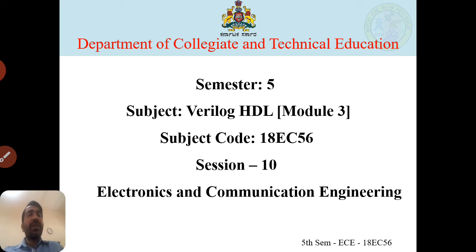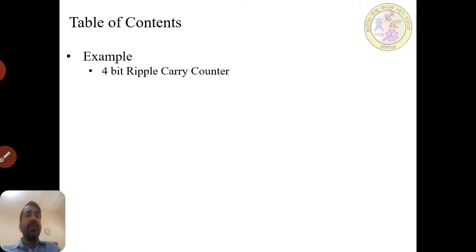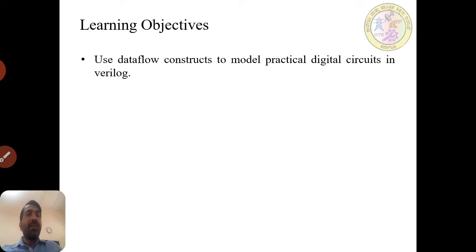After that we have seen two examples, one is the multiplexer and one more is the adder, that is the 4-bit full adder. So after seeing all those things, in session 10 we'll take one more, the last example, that is the 4-bit ripple carry counter. That we are going to see in this session.